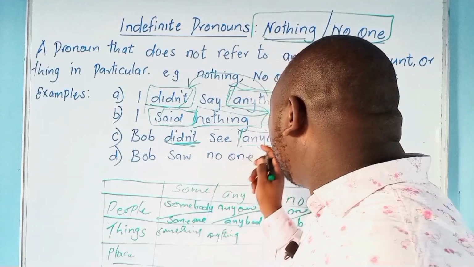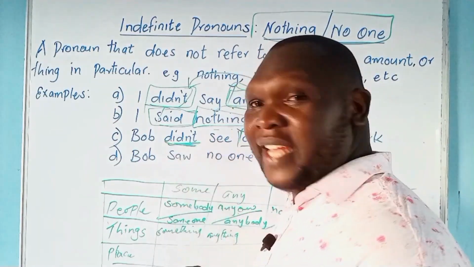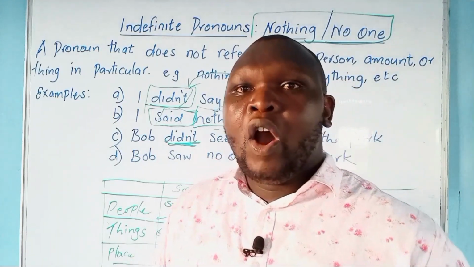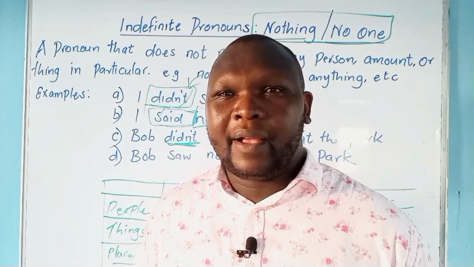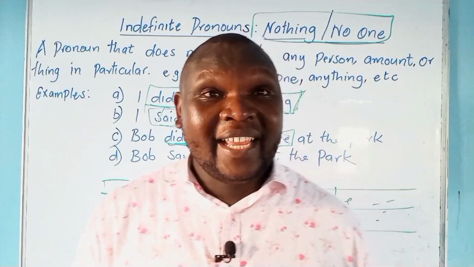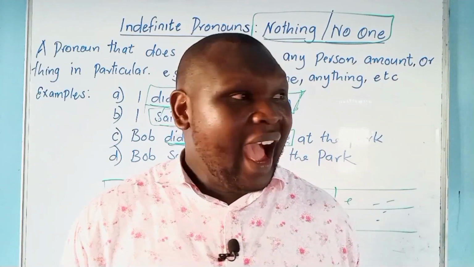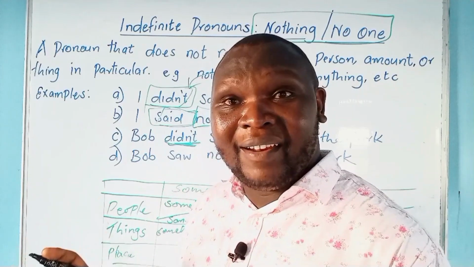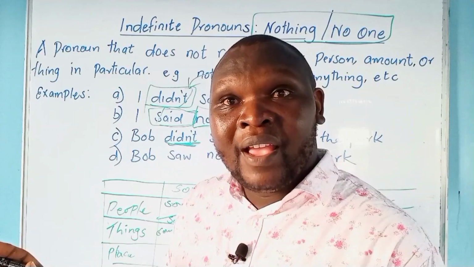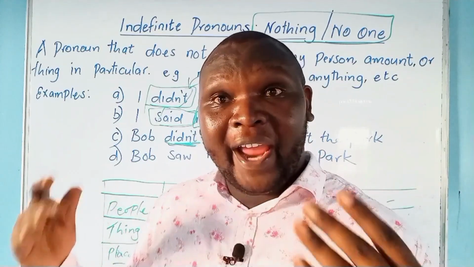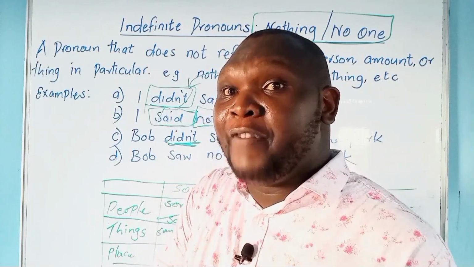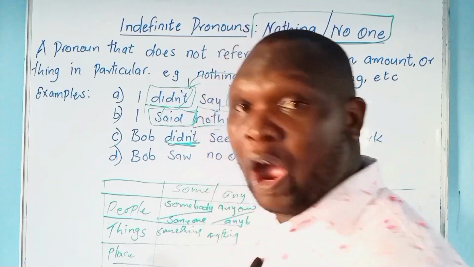Are you getting that? Use "anyone" if the verb is negative. "I didn't see anyone at the park." Or "Bob didn't see anyone at the park." "I didn't see anyone at the hall." "I didn't see anyone in the office." "I didn't see anyone at the field." "I didn't see anyone in the room." "I didn't find anyone in the house." Use "anyone" if the verb is negative. I hope you got it.